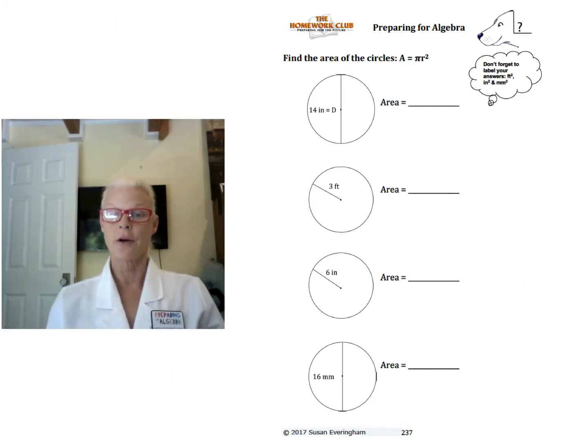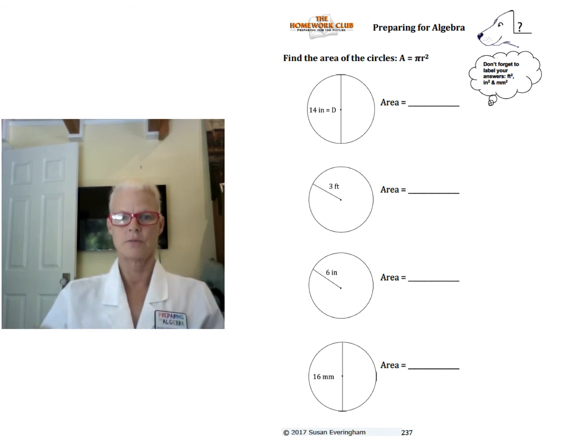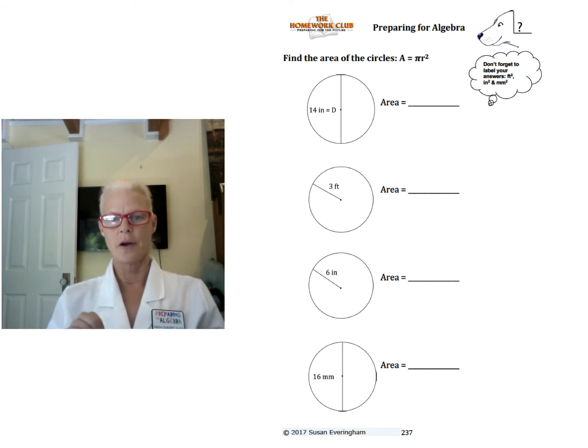So this is the area of circles, not the circumference, the area of circles, right? So area equals pi r squared, where r is the radius. Circumference was pi times 2r, or pi times the diameter, which is 2 of those little radiuses. So now we're doing areas, and it's r squared.